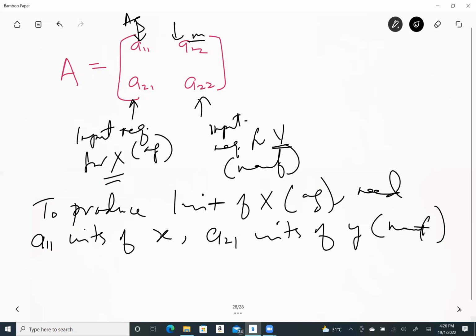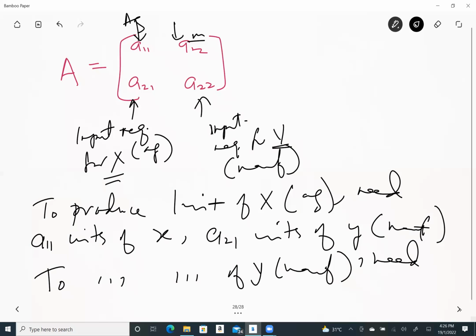And then the second column, so to produce 1 unit of what? 1 unit of Y, which is manufacturing. Okay, what do we need? We need A12 units of X, which is agriculture, and A22 units of Y, which is manufacturing. So that is the input requirement for 1 unit.